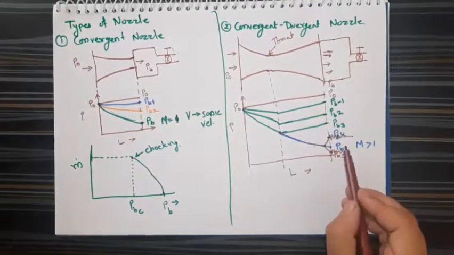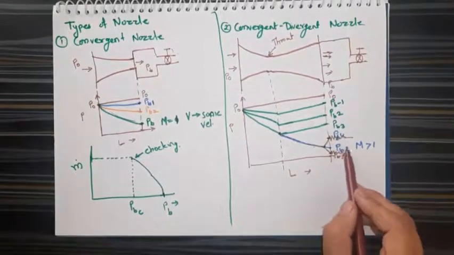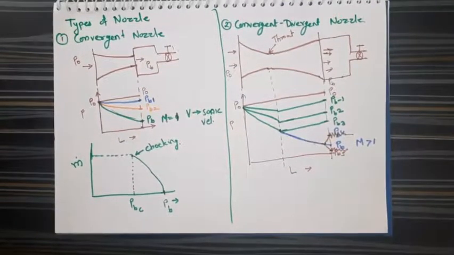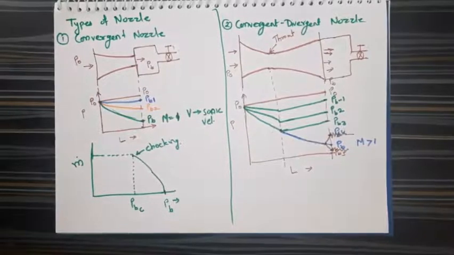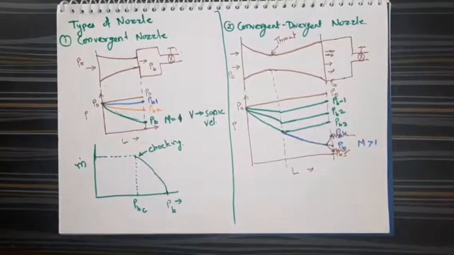So when we are designing the nozzle, it is very important that this pressure be known to us, and the nozzle should be designed as per that pressure. So this is what happens in the convergent divergent nozzle.